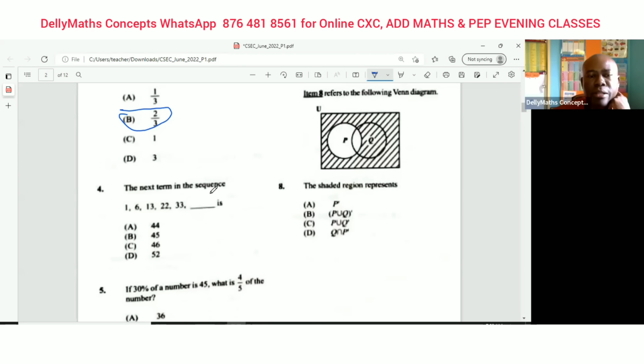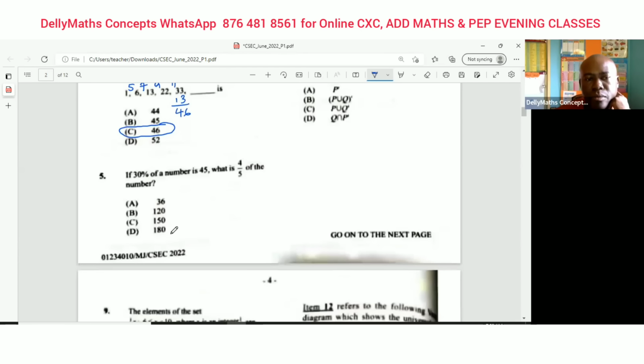The next number in the sequence: we're adding 5, then we're adding 7, then we're adding 9, then we're adding 11. So I'm going to be adding 13. So this will give me 46.